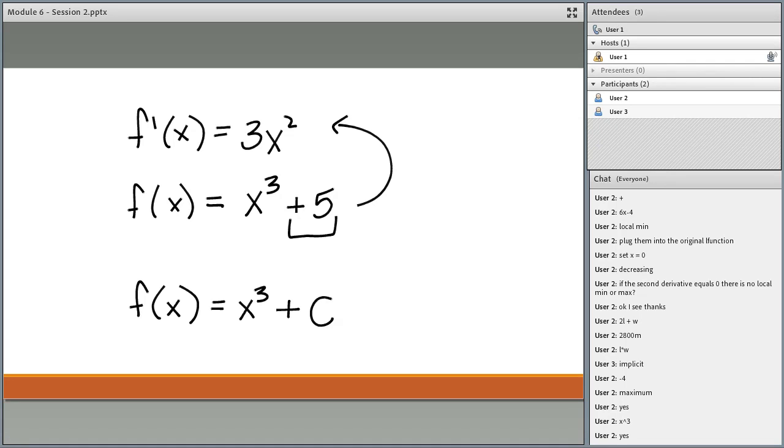So the derivative of any constant goes to 0. So that's why we have to say it could have been there. We don't know. It's possible that it wasn't, but it could have been.